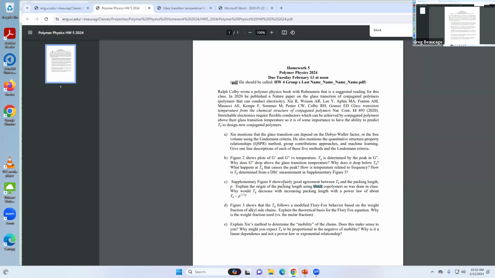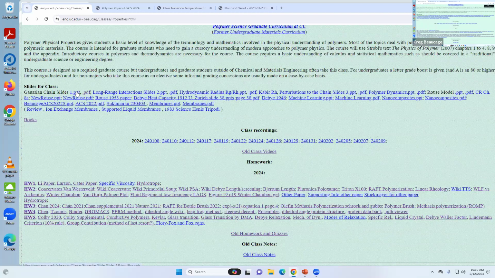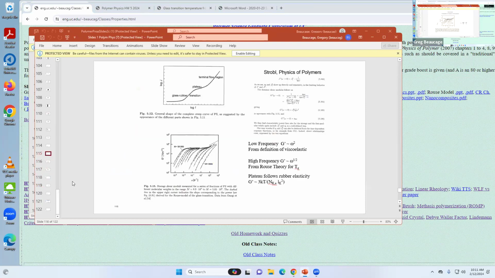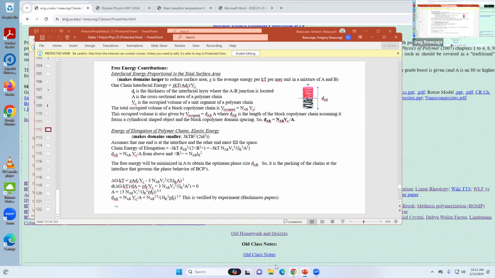Yes, C. Somebody asked, they didn't see this in the notes or in the class recordings. But basically, this is coming from the last set of notes. Those download so fast, like 50 megabytes or something, just zipped. Anyway, this is slide 110 or so, and it goes through block copolymers. And this is the derivation.